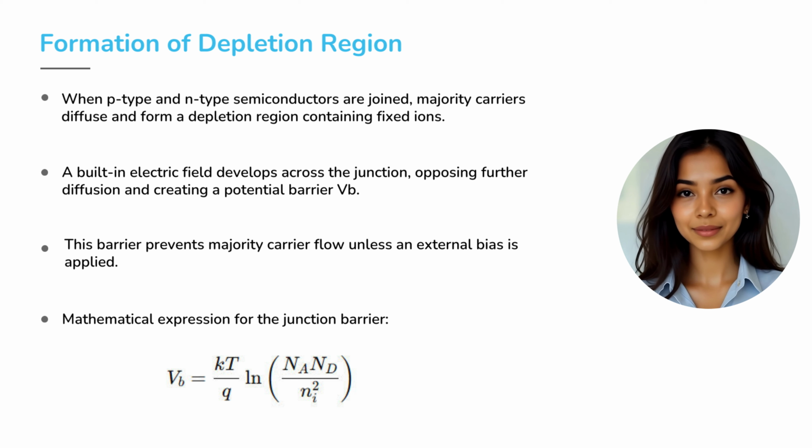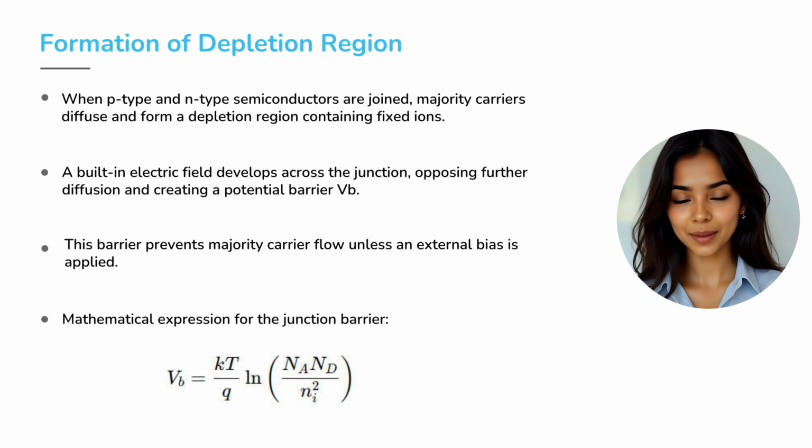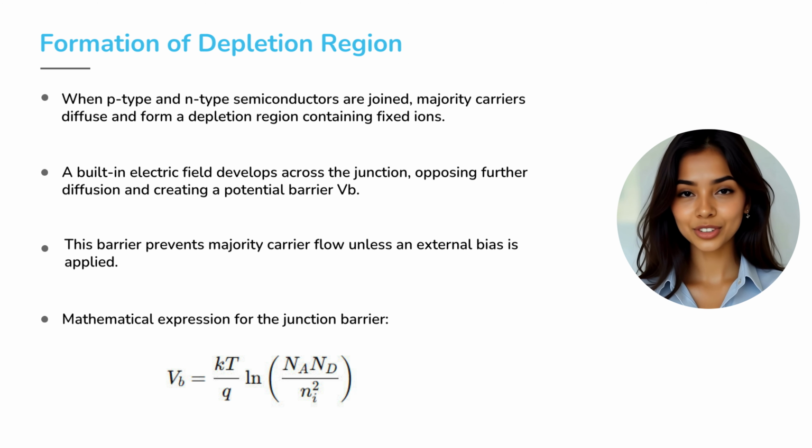Let's dive in. Picture this: you take a p-type semiconductor, chock full of holes, and an n-type semiconductor, overloaded with electrons, and gently press them together. What happens next? It's like a dance party. Electrons from the N side and holes from the P side start diffusing into each other's territory. But they don't just keep dancing forever.